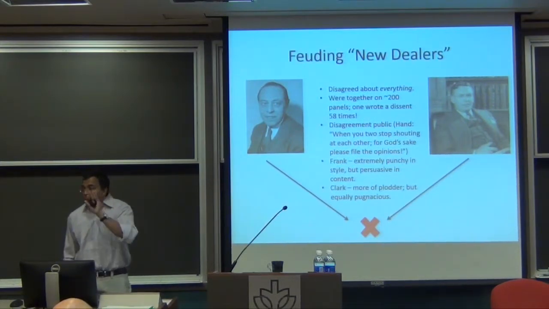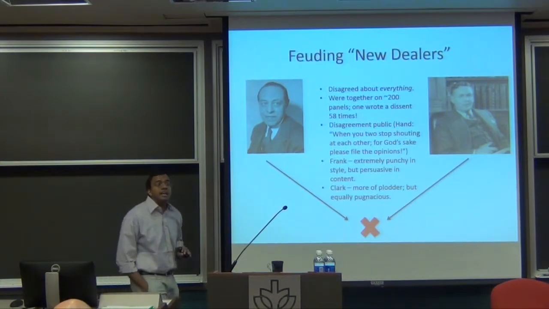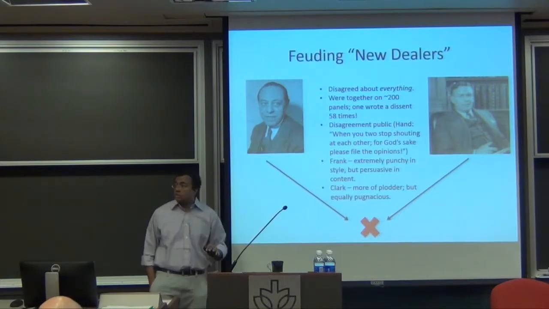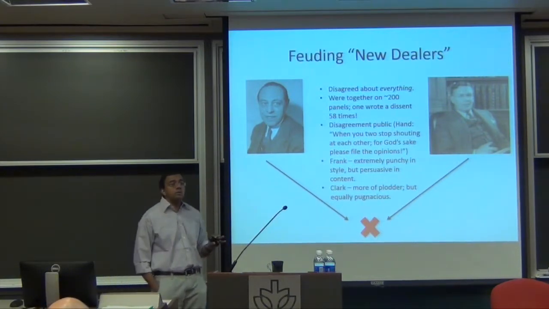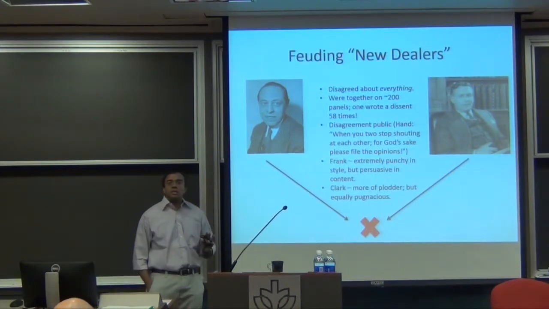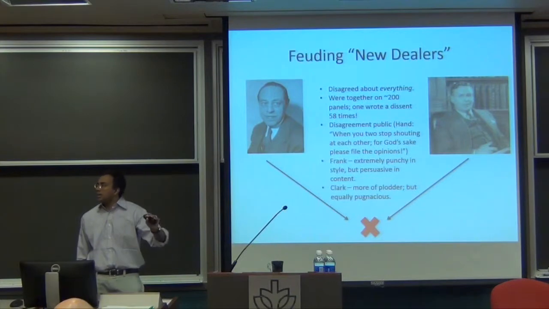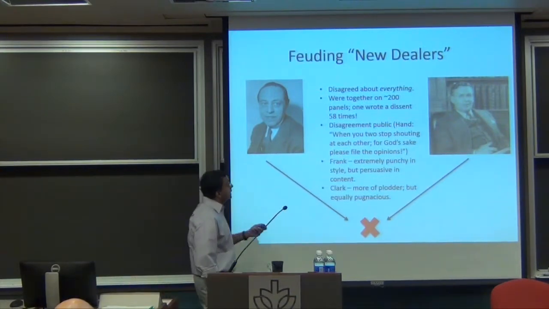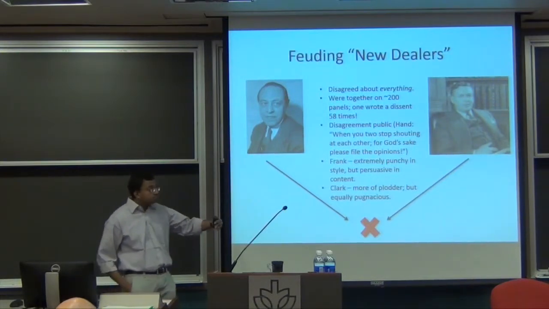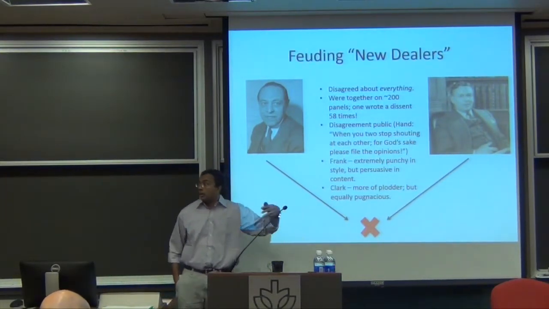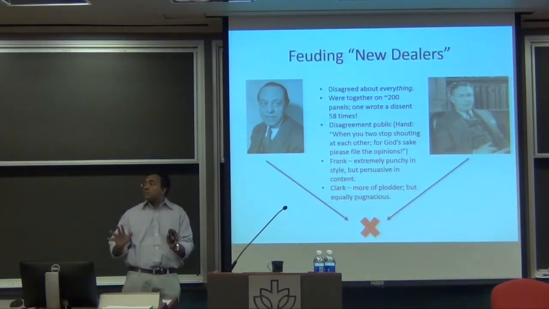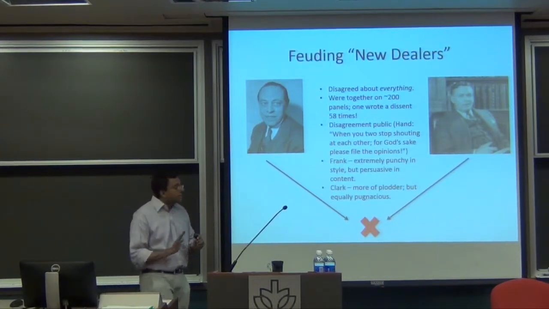Felix Frankfurter, once at dinner, told Charles Clark to be nicer to Frank. Okay? That's how well this was known. They disagreed about just about everything. They were on the same panel in about 200 appeals. On 58 of them, one of them wrote a dissent. Even if there was a concurrence, there had to be a dissent on some issue. And you see that all the time, especially in the copyright opinions. Hand and others would make this acrimony public in one of the actual memoranda. In a related case, you actually see Hand saying, when the two of you stop shouting at each other, for God's sake, please, please file the opinions. That's what we're here for.